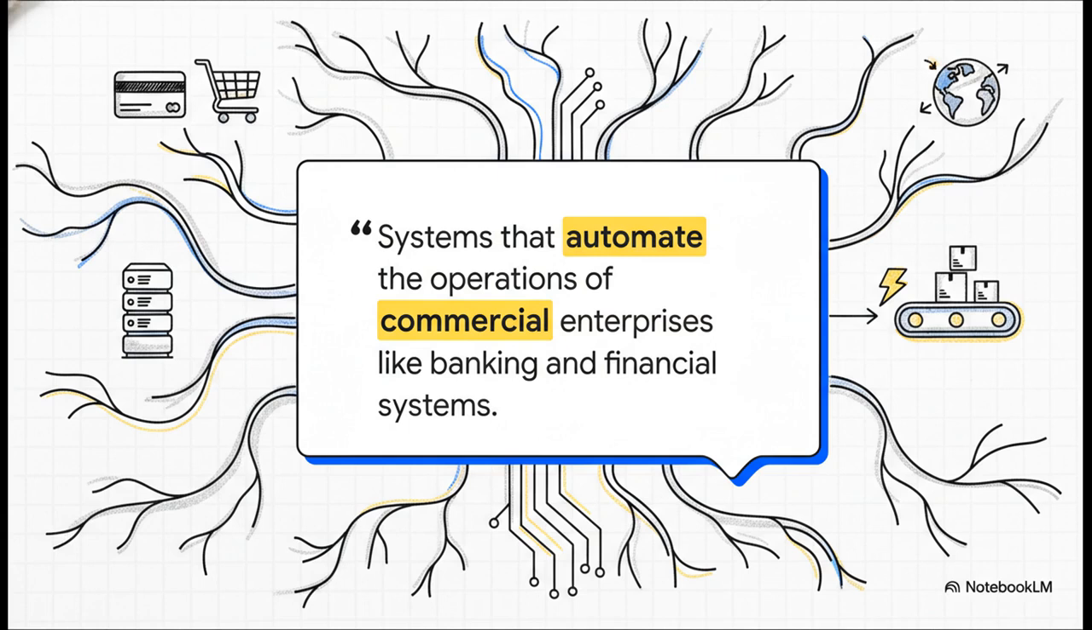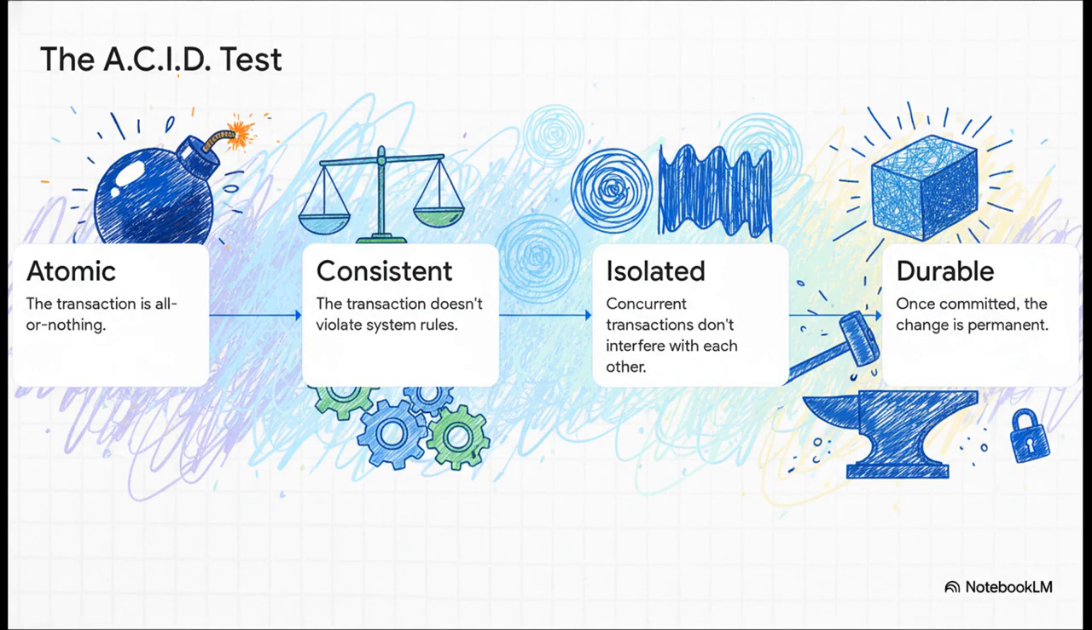Every time you use your credit card, track a package, or transfer money between accounts, you're using one of these systems. Their number one job? To make sure that every single transaction is handled perfectly with total reliability. And to make sure everything is rock-solid reliable, these systems rely on something called transactions. And every single transaction has to pass the famous ACID test.